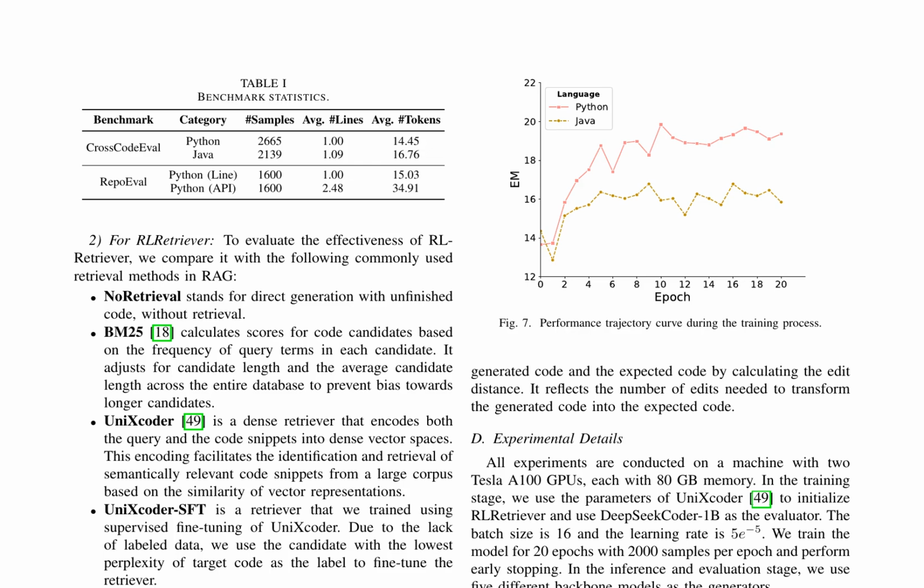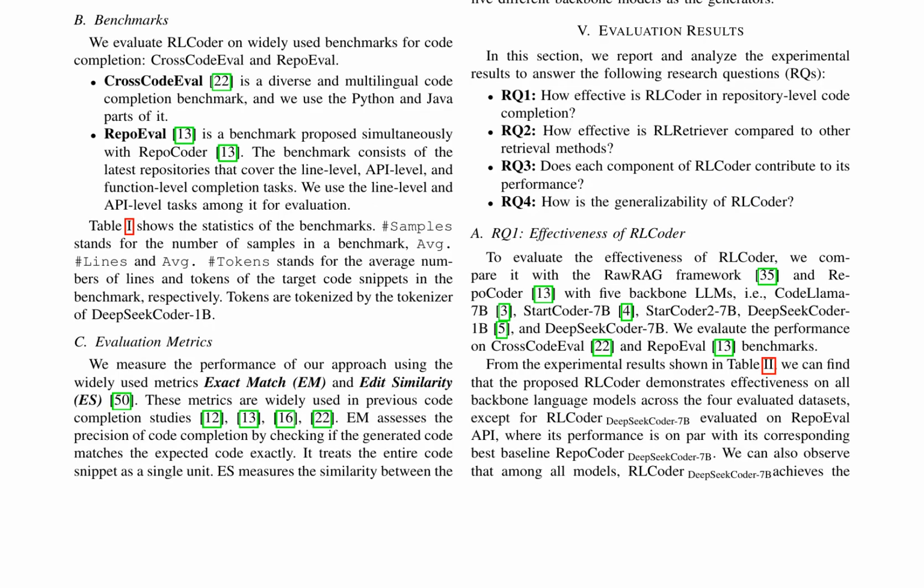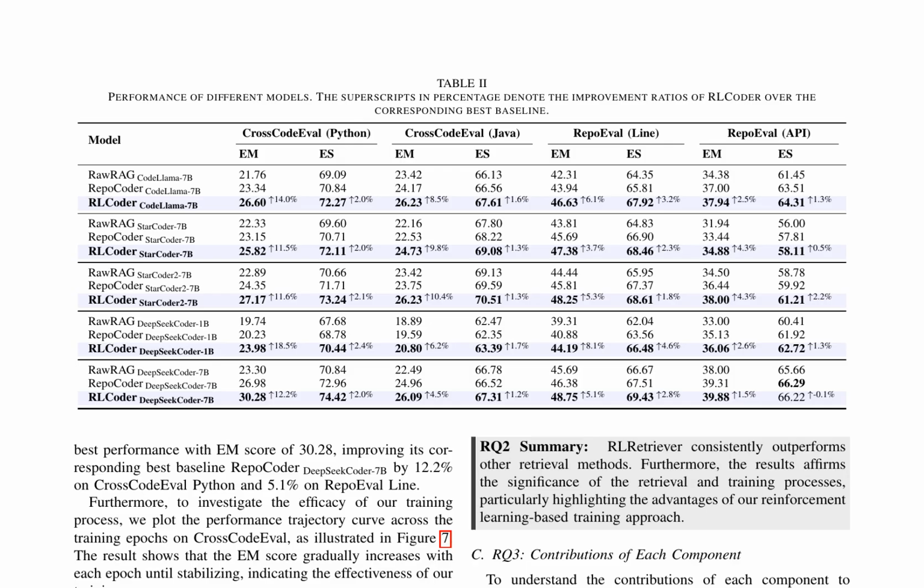The experimental results are reported in Table 2, comparing RLCoder with raw RAG and RepoCoder frameworks using 5 different backbone language models. RLCoder demonstrates effectiveness on all backbone language models across the 4 evaluated datasets, with significant improvements over the corresponding best baseline models. The best performance is achieved by RLCoder DeepSeek Coder 7b, with an EM score of 30.28, improving its corresponding best baseline by 12.2% on CrossCodeEval Python and 5.1% on RepoEval.